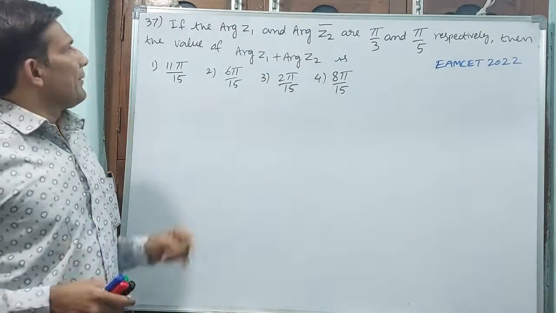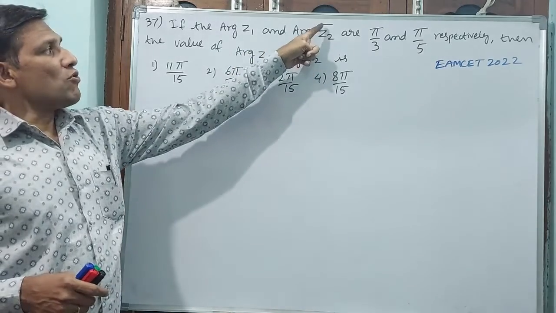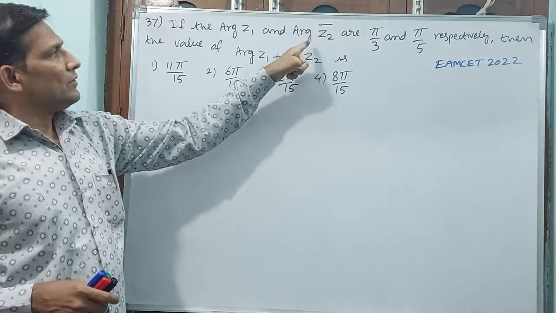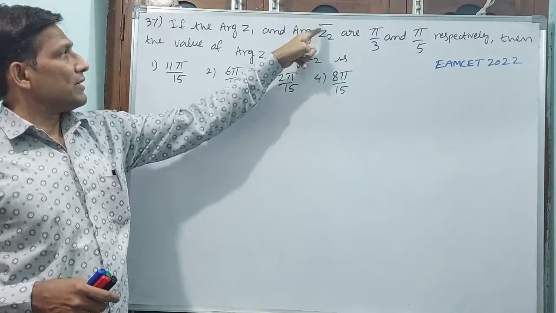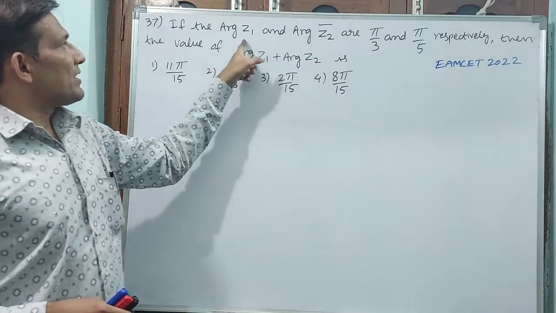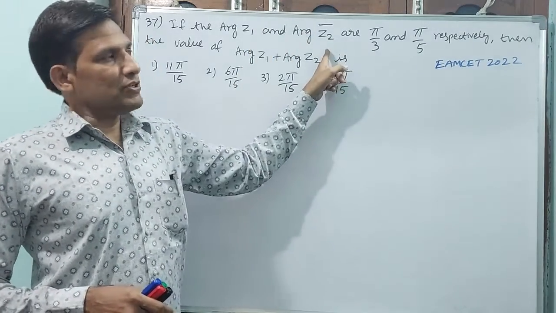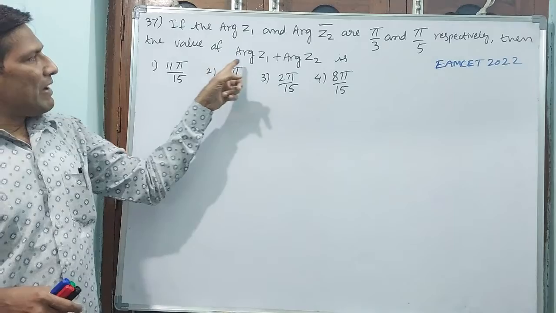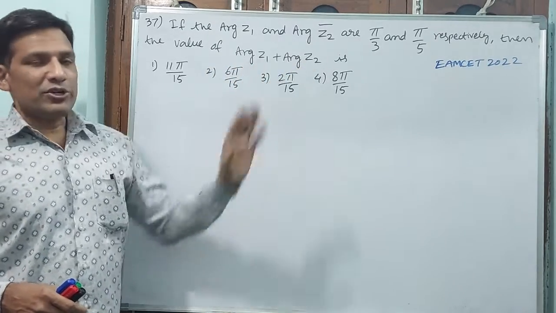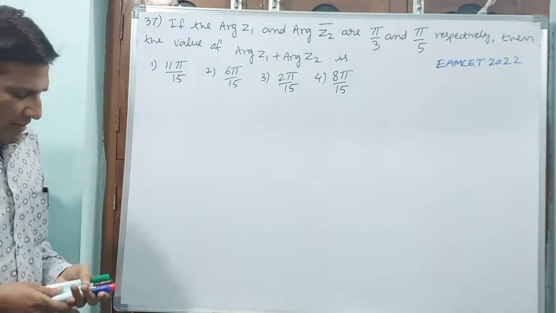Okay, see, 37th question, 2022. If the argument of z1 and argument of z2 conjugate, z2 bar, are pi by 3 and pi by 5 respectively. That means pi by 3 is the argument of z1, and pi by 5 is the argument of conjugate of z2. Then they are asking for the value of argument of z1 and argument of z2. Four options are given. Let us see what will come.